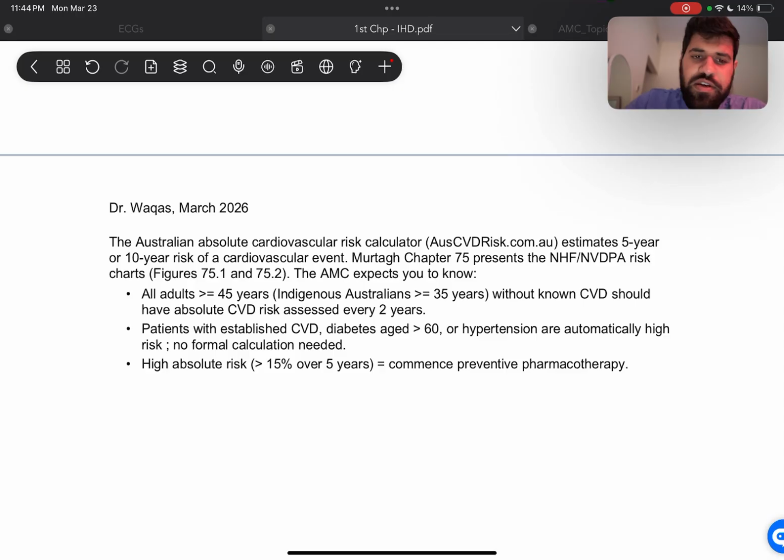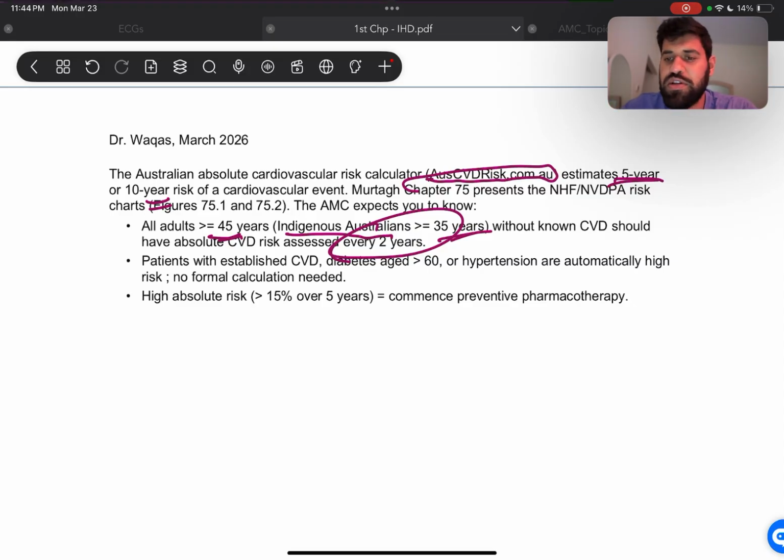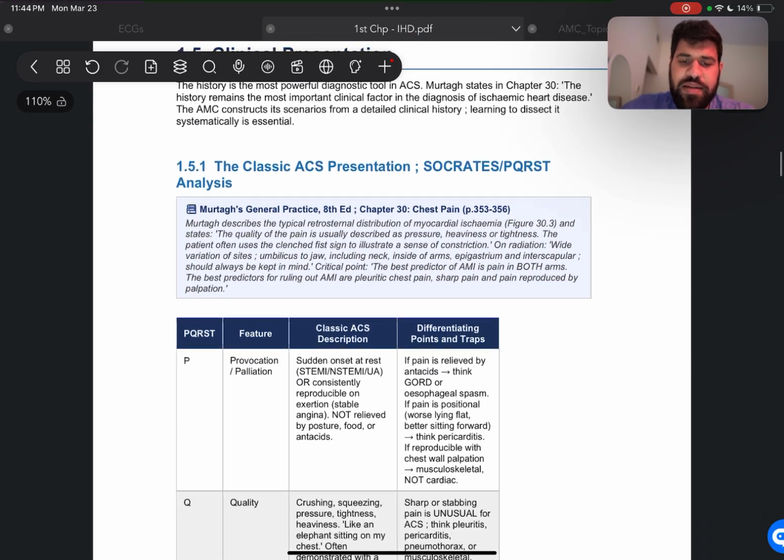All right. So the Australian absolute cardiovascular risk calculator, auscvdrisk.com.au, estimates 5-year or 10-year risk of a cardiovascular event. And they expect us to know that all adults aged 45 or more, and Indigenous or ATSI people aged 35 or more, without known CVD should have absolute CVD risk assessed every 2 years. All right, so 2 years for them. Patients with established CVD, diabetes, or aged more than 60, or hypertension are automatically high risk, so no formal calculation is needed. And high absolute risk would be more than 15% over 5 years, so commence preventive pharmacotherapy for them.